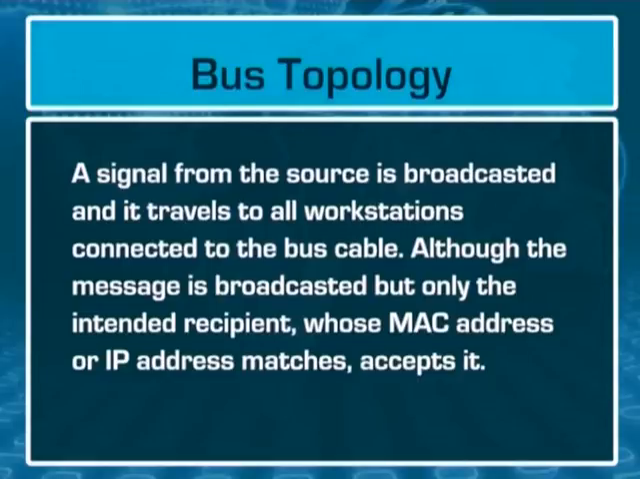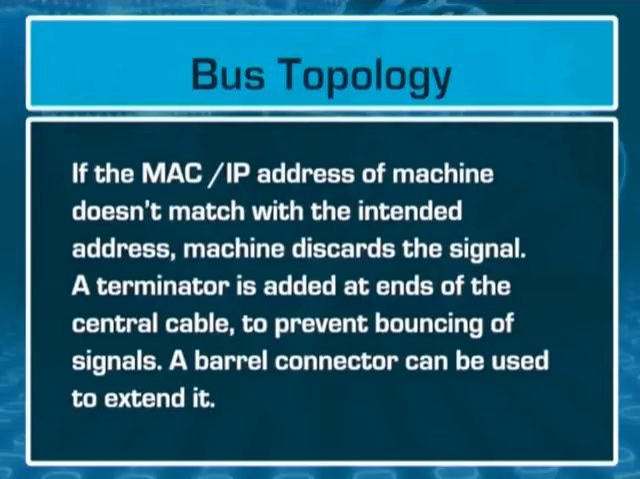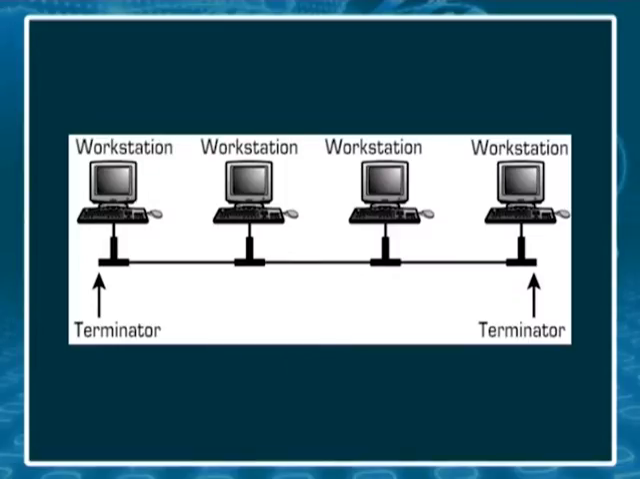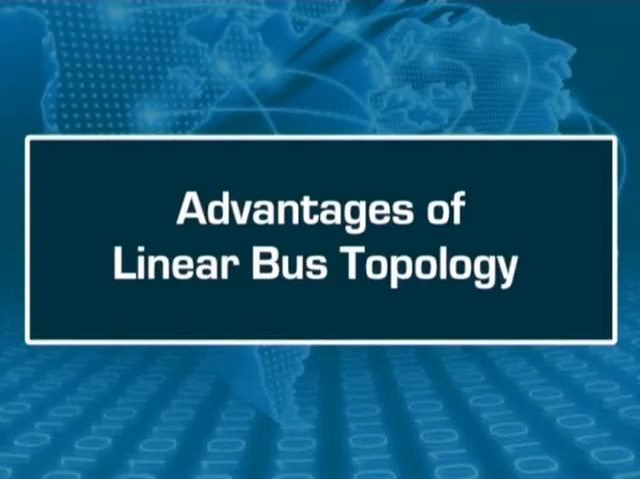A signal from the source is broadcasted and it travels to all workstations connected to the bus cable. Although the message is broadcasted, only the intended recipient whose MAC address or IP address matches accepts it. If the MAC or IP address of a machine does not match the intended address, the machine discards the signal. A terminator is added at the ends of the central cable to prevent bouncing of signals. A barrel connector can be used to extend it. Figure shows the bus topology. Now, what are the advantages of linear bus topology?